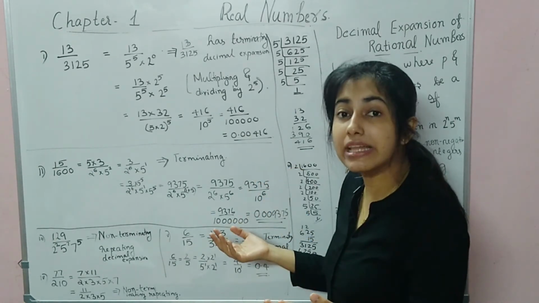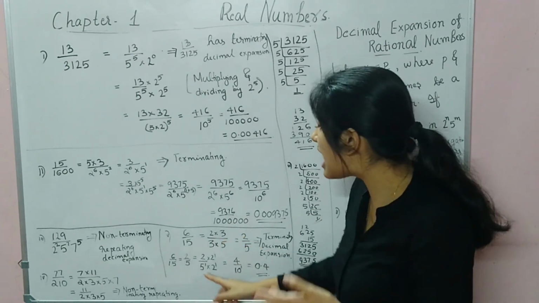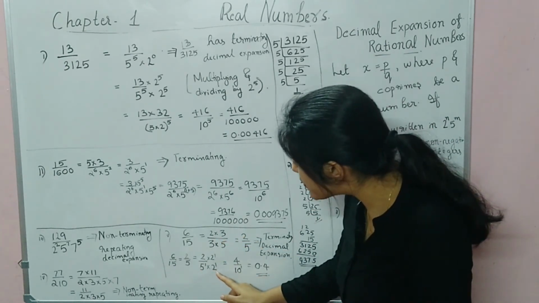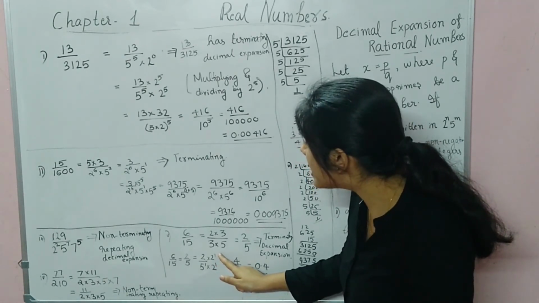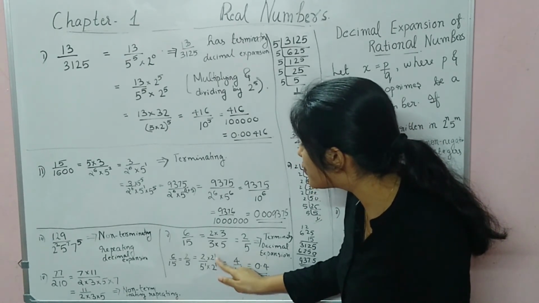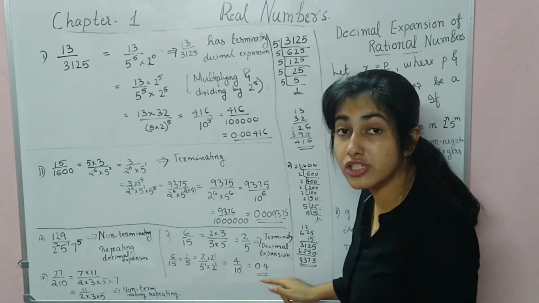In order to make the powers of 2 and 5 same, what I have to do is I have to multiply with 2 raised to 1 in the numerator and denominator. After multiplying the numerator and denominator with 2 raised to 1, I get 4 divided by 10, which is equal to 0.4.